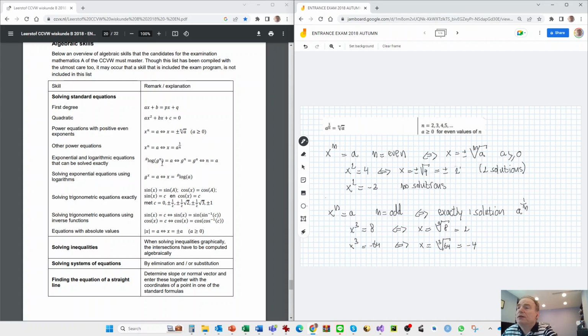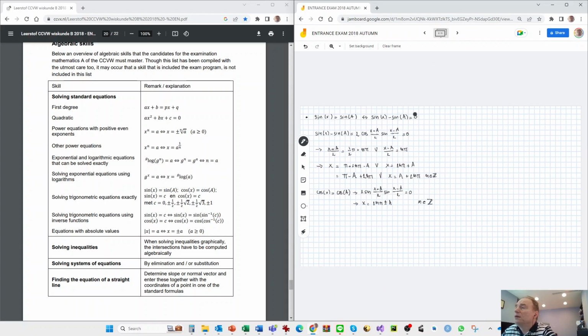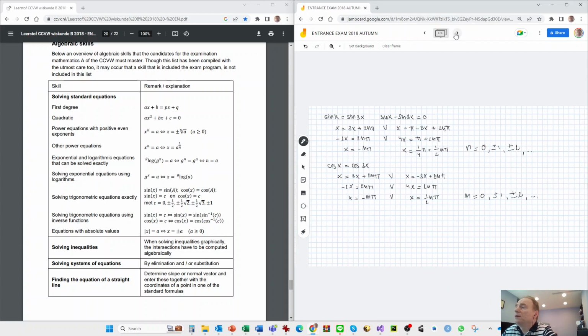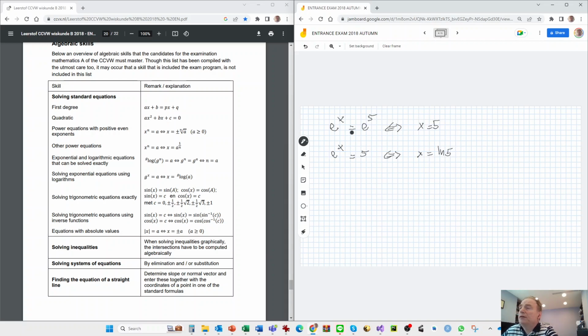Then you can get equations with logarithms and exponents. Say you have e to the power x is e to the power 5, then it's just equivalent of saying x equal to 5. So basically you can safely take the logarithm on both sides. And the same here, if e to the power x is 5, it just means x is the logarithm of 5.